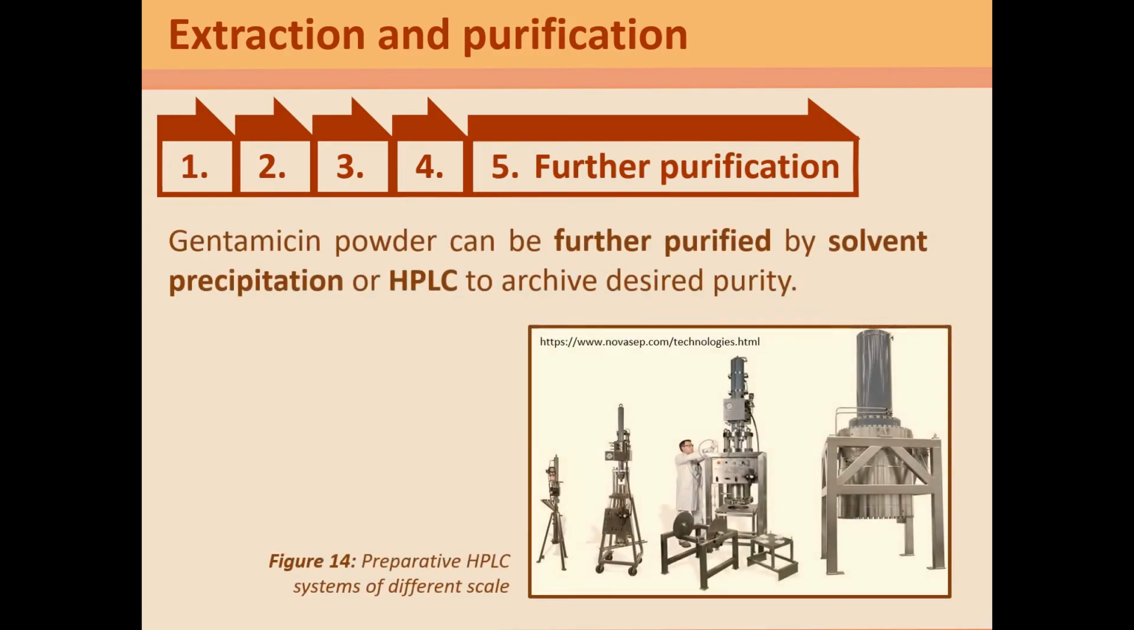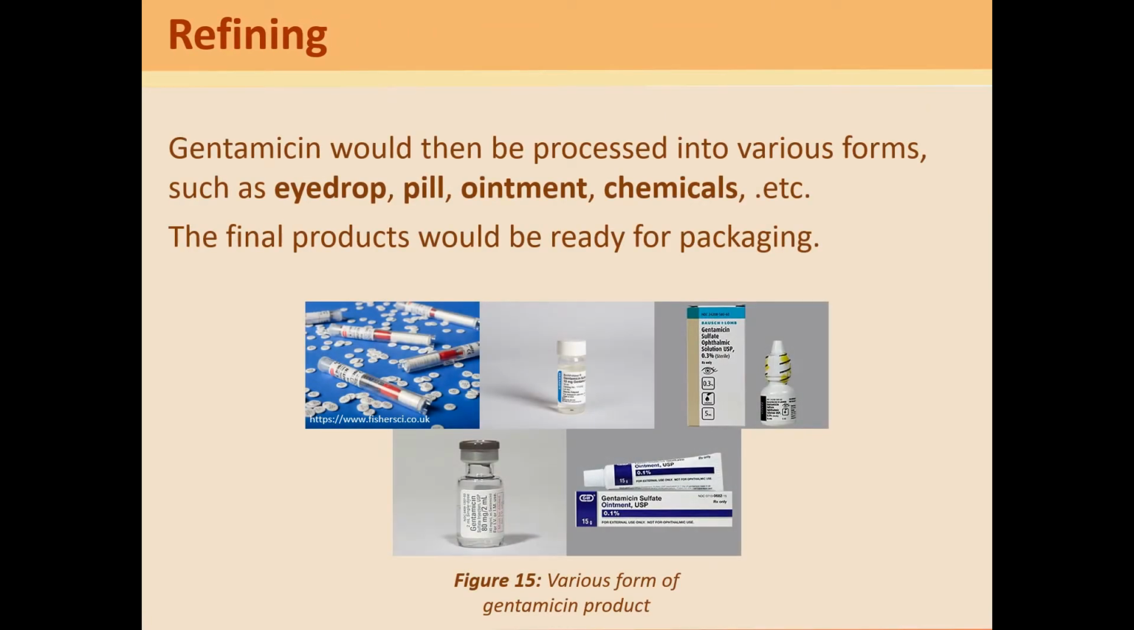Gentamicin powder can be further purified by solvent precipitation or high-performance liquid chromatography to achieve designed purity. And the last step would be refining, where gentamicin would be processed into various forms such as eye drop, pill, ointment, chemicals, etc., which are pictured in Figure 15. The final product would be ready for packaging.